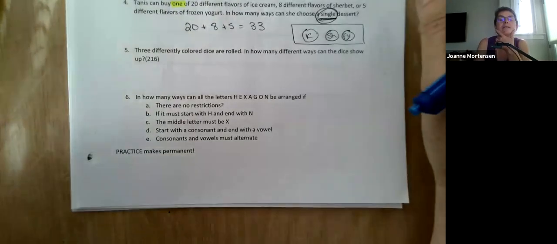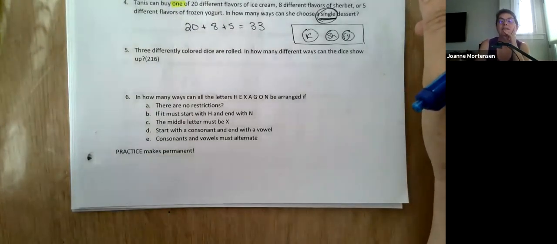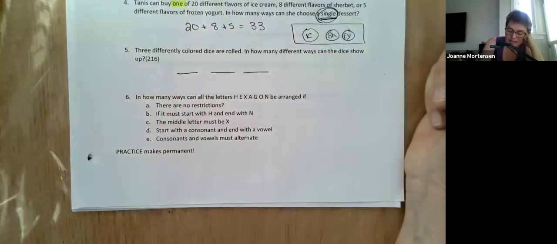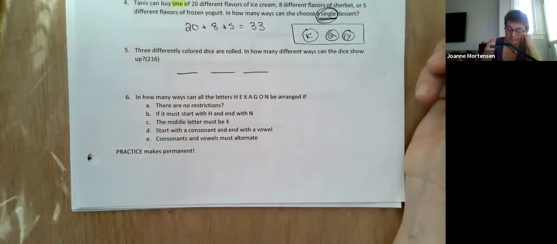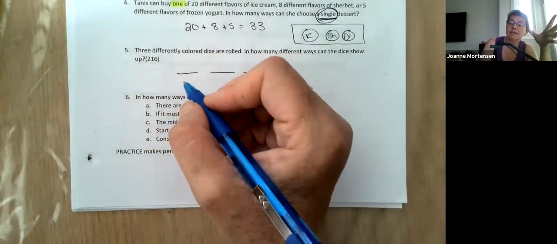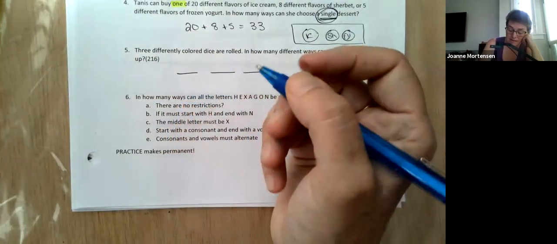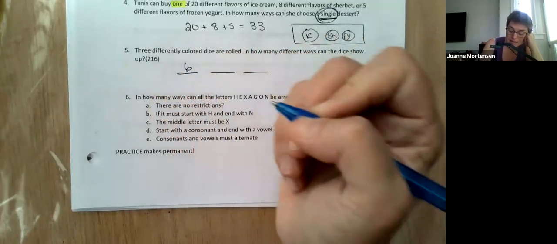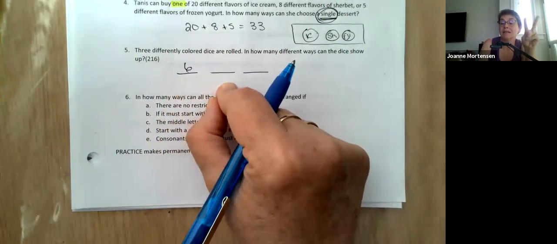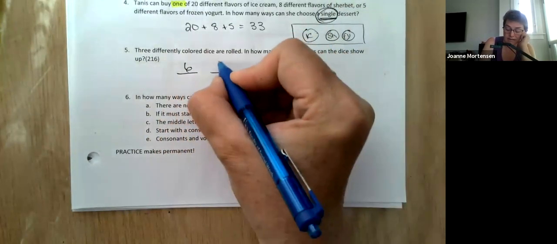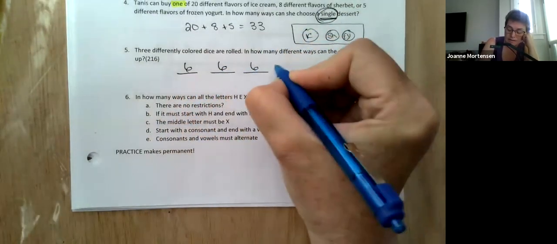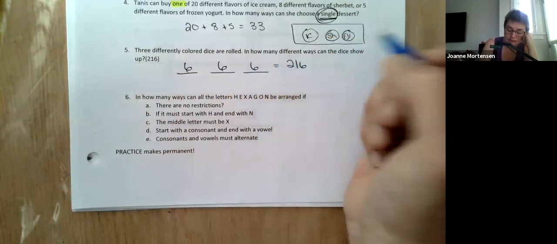Next one, 3 different colored dice are rolled. How many ways can the dice show up? This is a nice, straightforward question for us. All right, so we're rolling regular dice, 6-sided dice. And, well, how many sides? It's got 6. And what happens on that first dice is going to have absolutely nothing to do with what happens on the second dice. So that's going to be another 6. What happens on the third dice is going to be another 6. So that's where the 216 comes from.